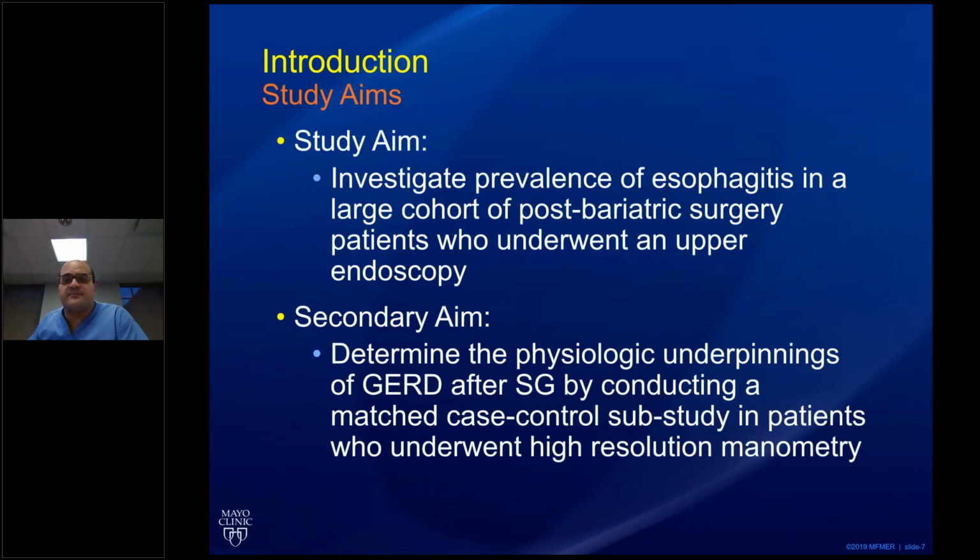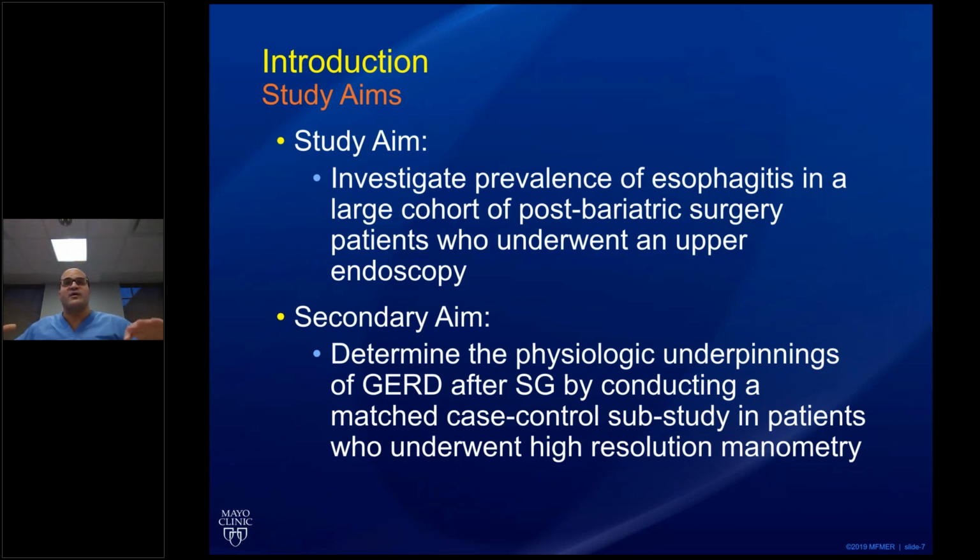So the study aim was to investigate the prevalence of esophagitis in a large cohort of post-bariatric surgery patients who underwent an upper endoscopy. Then we wanted to take a deep dive into this phenomenon and determine some of the physiological underpinnings of reflux after sleeve gastrectomy, because that's the timely topic. So we conducted a case-matched cohort study where we matched post-sleeve patients who had both upper endoscopy and pH study to a preoperative cohort that also had upper endoscopy and pH study, to see what the differences in physiology are between obesity alone and treated obesity after sleeve gastrectomy on these anti-reflux barriers and the impact on erosive esophagitis.